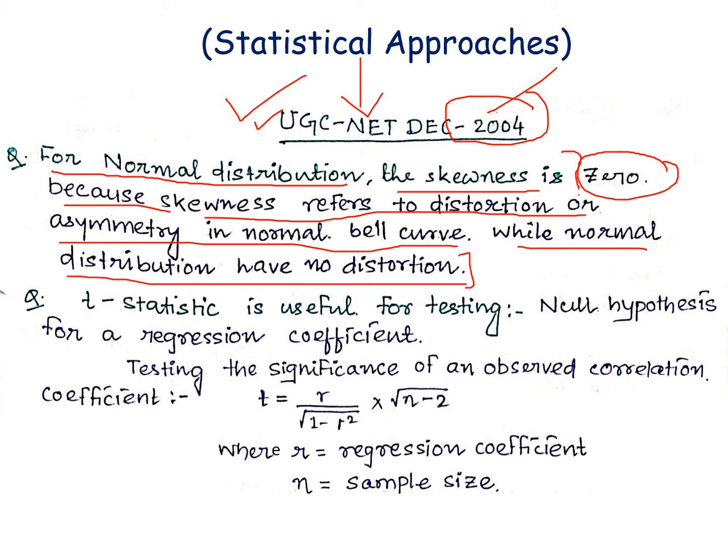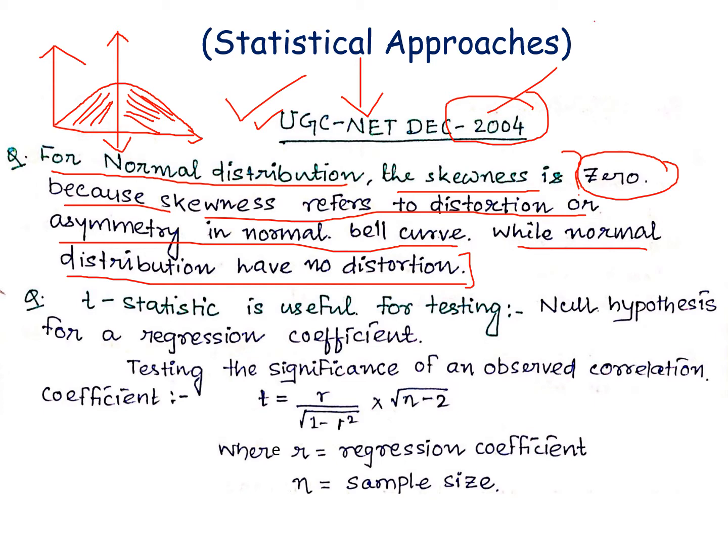So what does it mean? Let us see with a graphical diagram. So this is the normal distribution curve. If we see the symmetry of this distribution, we see equal areas lie on either side of the middle of this distribution curve.